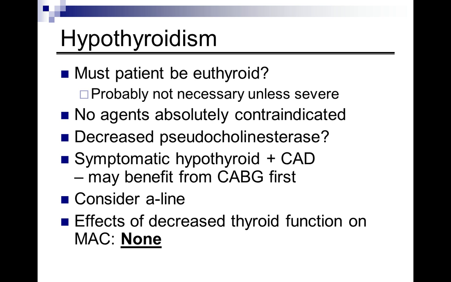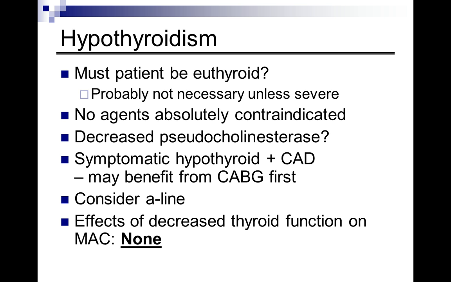Now, do patients need to be euthyroid to have surgery? Well, certainly we said they shouldn't be hyperthyroid, but what about hypothyroid? Well, the data pretty much shows that unless it's really, really severe hypothyroidism, it's probably not necessary to correct the hypothyroidism before surgery. Hypothyroidism is much less of a problem in the anesthetic state. There really aren't any agents that are absolutely contraindicated in these patients.